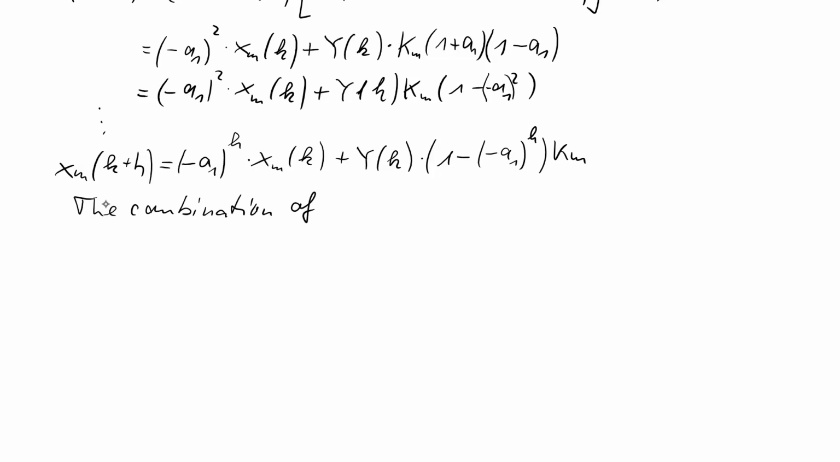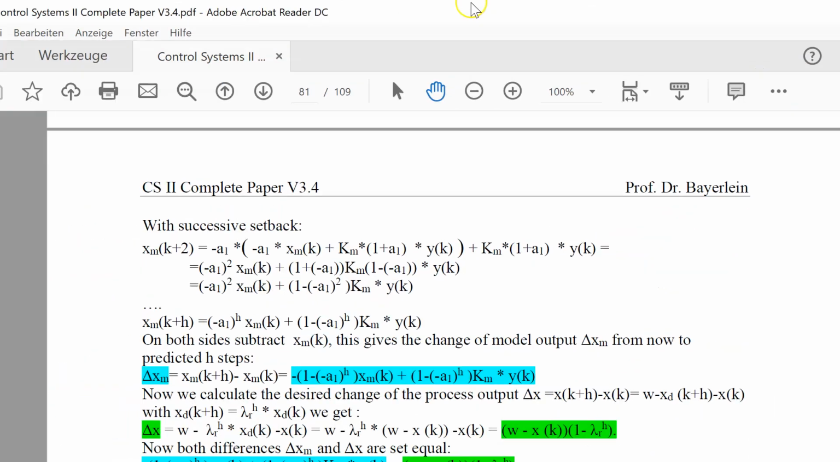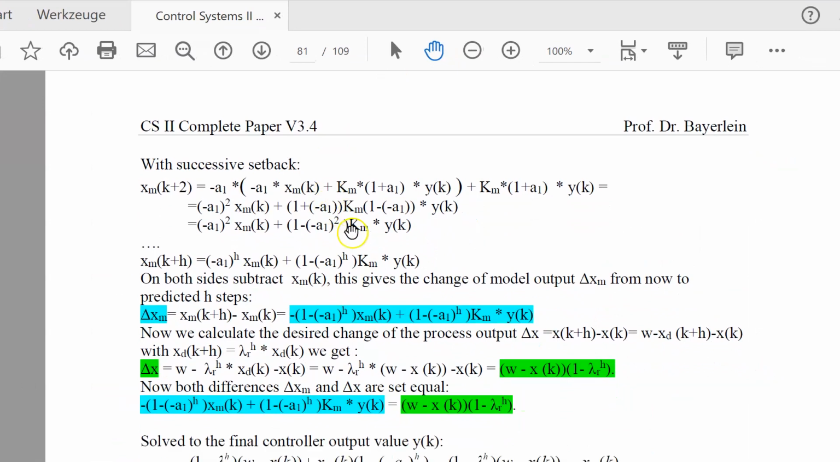Let's look. The combination of this equation and the previous equation, of both equations, let's look into my paper. Both equations, see paper, page, what is this? Page 81. I open this page 81 and then have a quick look on the equations and try to follow the ideas of these equations.